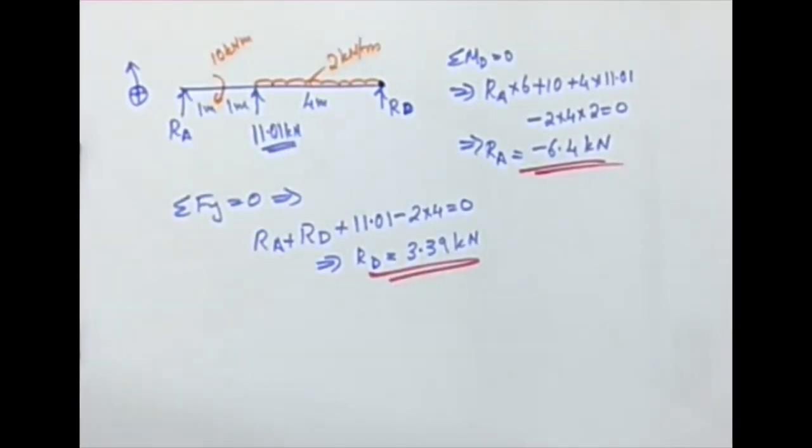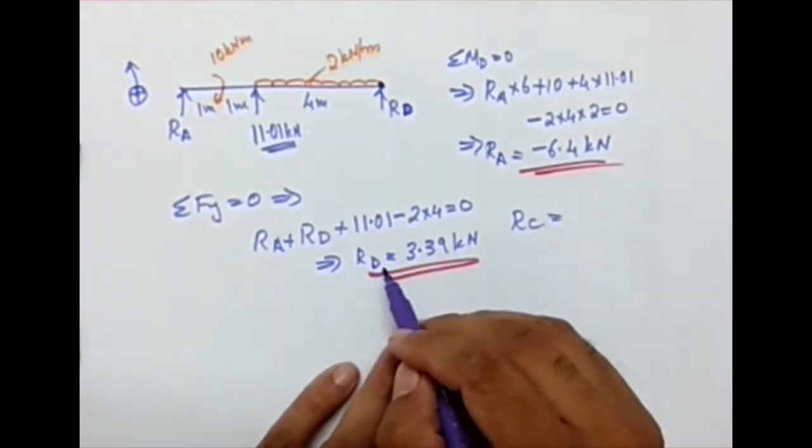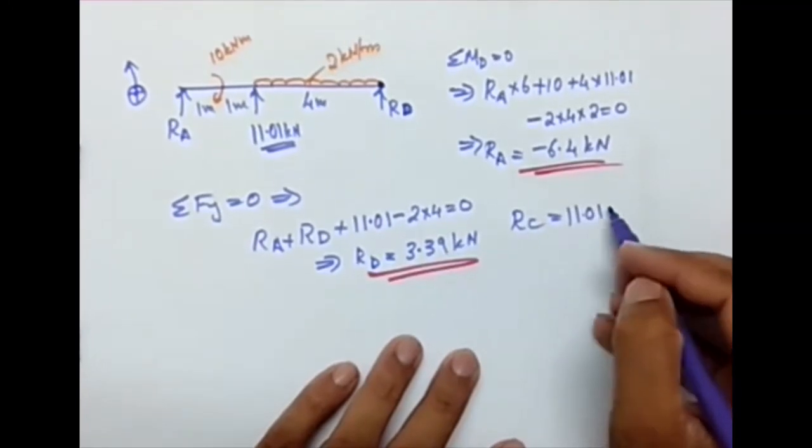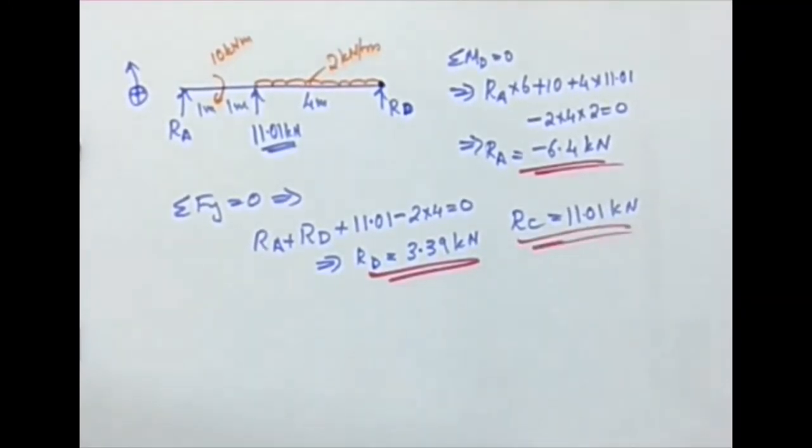Okay, so now I have all the values. Ra I got, Rd I got, Rc also I am having from the last page. So now all the unknown reactions have been solved. You can substitute this back in the figure and you can plot the BMD. So just for your reference, you are going to get your BMD. I will just plot it so you will get a feel of how it is.